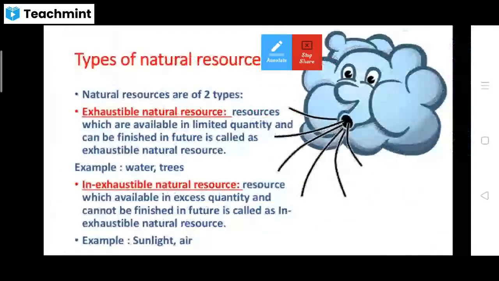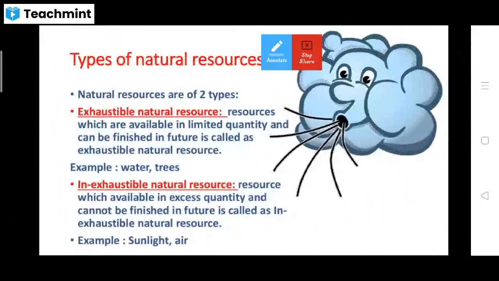Okay. So here, if I want to tell you the definition, resources which are available in a limited quantity and can be finished in future are called exhaustible natural resources. The examples they have given here are wrong. Don't read this example. Water will not be an exhaustible resource. It is an inexhaustible resource. Trees can be exhaustible, when sometime on the earth the trees may get over.